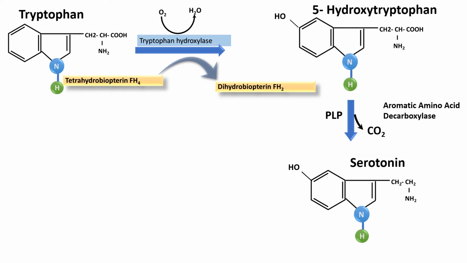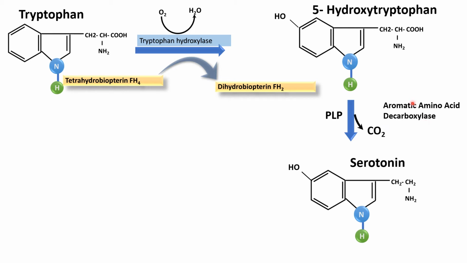Similarly, here we have tryptophan hydroxylase, and it requires a cofactor, tetrahydrobiopterin. This tetrahydrobiopterin donates a hydrogen atom, which goes to the formation of H2O, and the one oxygen atom is incorporated into this tryptophan so as to form 5-hydroxytryptophan. And for this reaction we require vitamin C also.